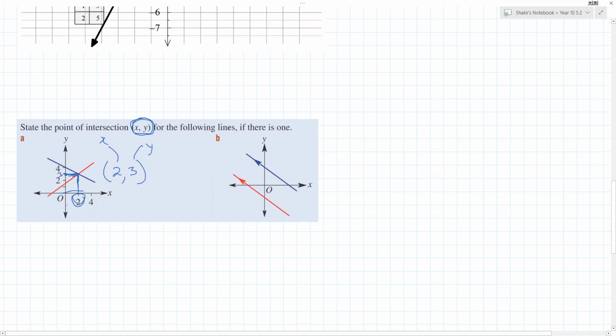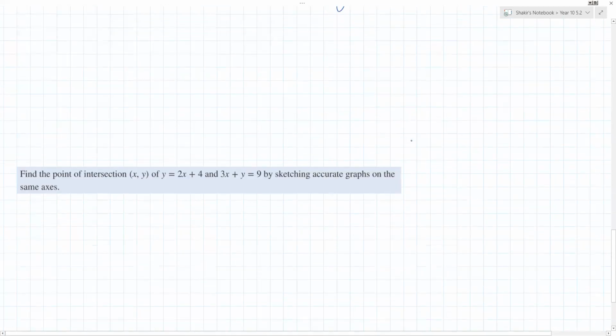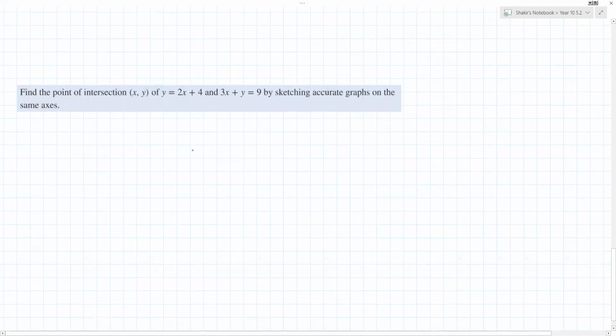Now we move on to part B. Clearly these lines are parallel, so no meeting point, as they are parallel. Sorry, my handwriting is a bit messy. I'm using the graphics tablet, so I can't really see what I'm writing. It's just hard to write neatly. Moving on: find the point of intersection, (x, y), of y = 2x + 4 and 3x + y = 9 by sketching accurate graphs on the same axes.